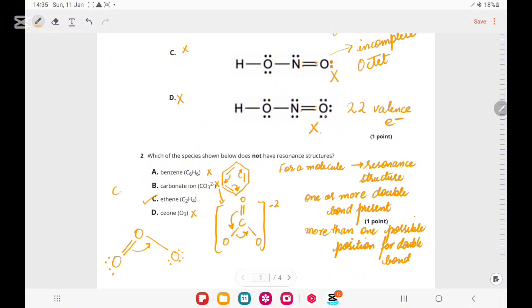Why? Because this is a carbon-carbon double bond, and these are hydrogens. So if we see ethene, the ethene option basically doesn't have a resonance structure, because here the double bond can be located only in one position. It can't be rotated. It stays only in one position, so it can't be moved. So our option is going to be option C.